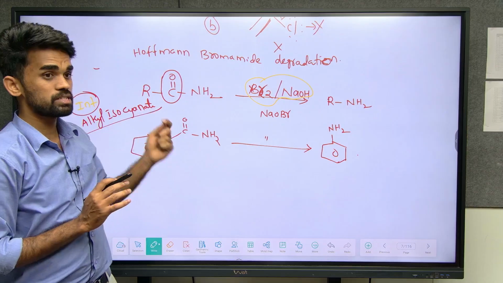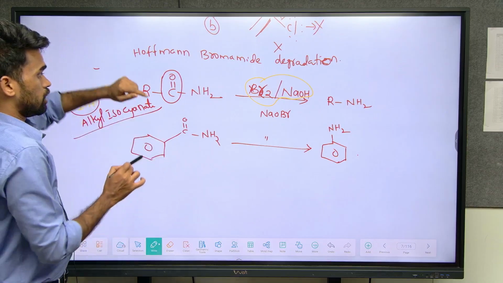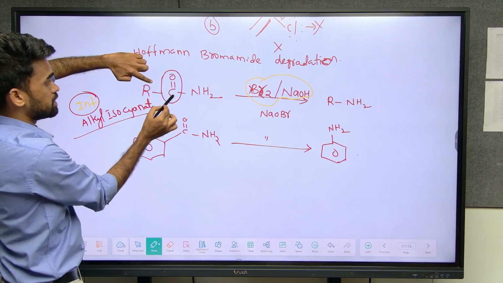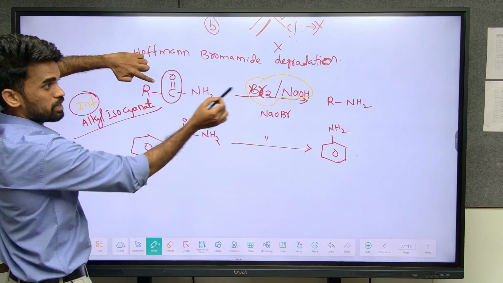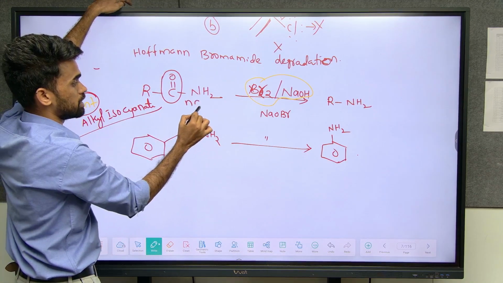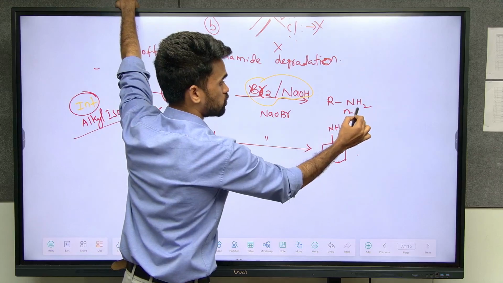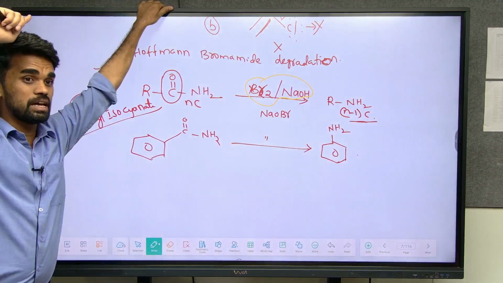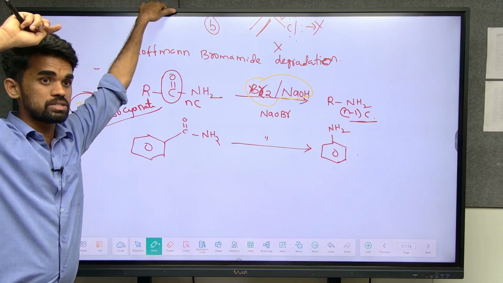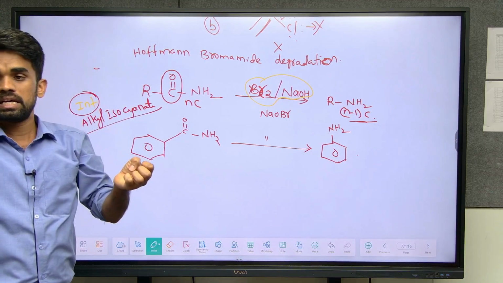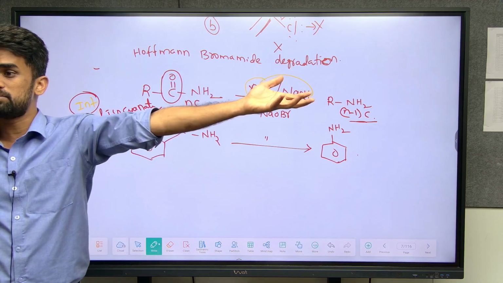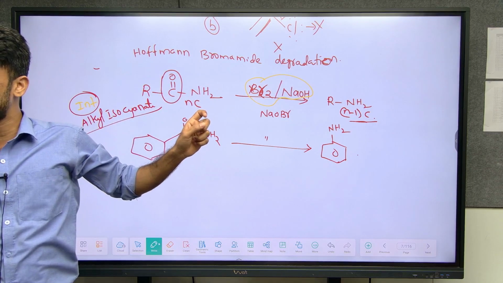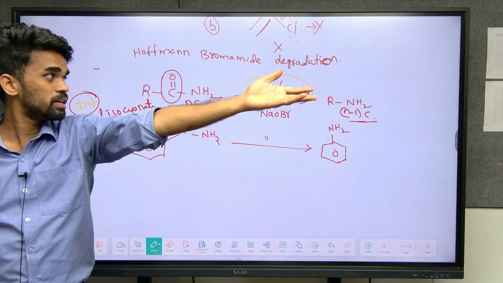In Hoffmann bromamide degradation, what is the intermediate? Alkyl isocyanate. Now if you observe, the product has one carbon less than the reactant. See, this CO group is removed. It means if there are n carbons here, here it will be n minus 1 carbons. This kind of question you see in EAPCET exams. Previously I showed you the decarboxylation reaction also. You are removing CO2, so if there are n carbons on this side, that becomes n minus 1. Here in this reaction also, if there are n carbons on this side, n minus 1 on the product side.